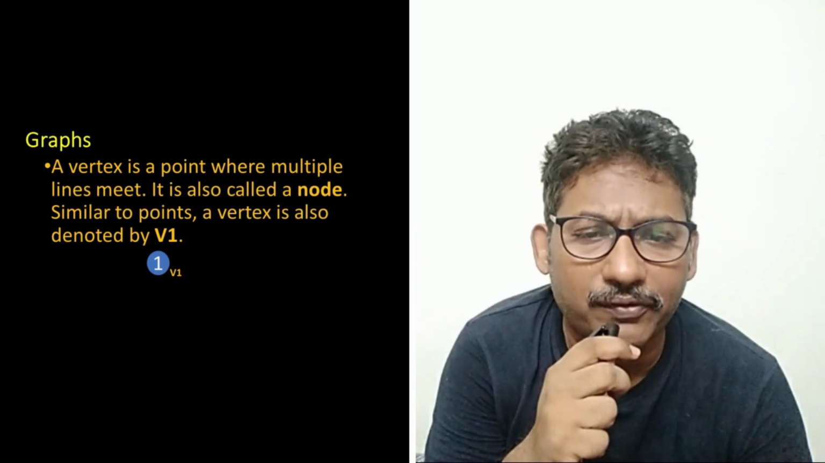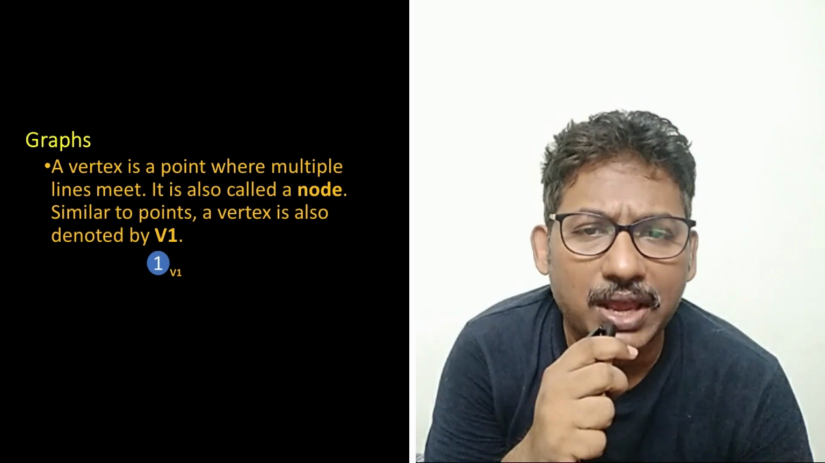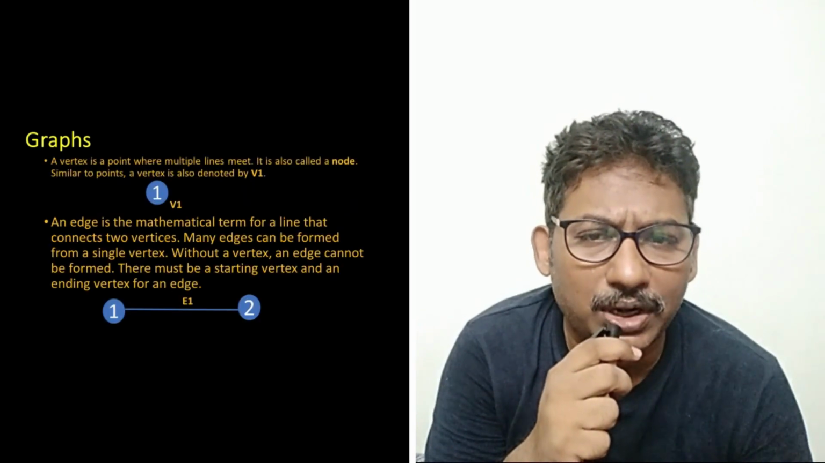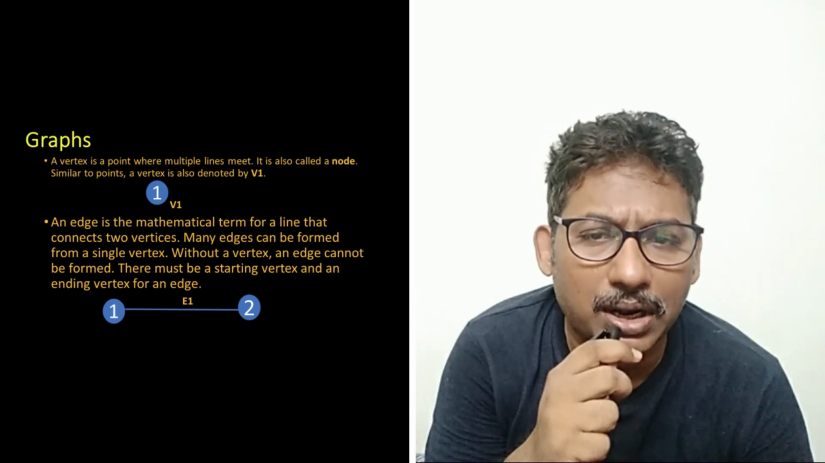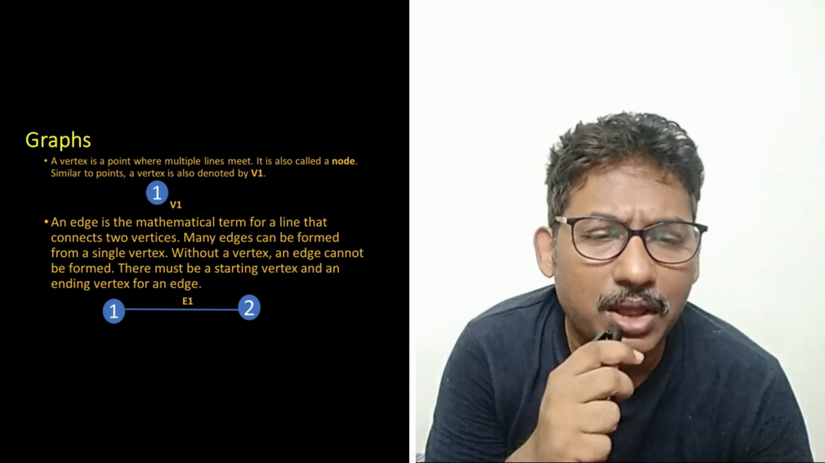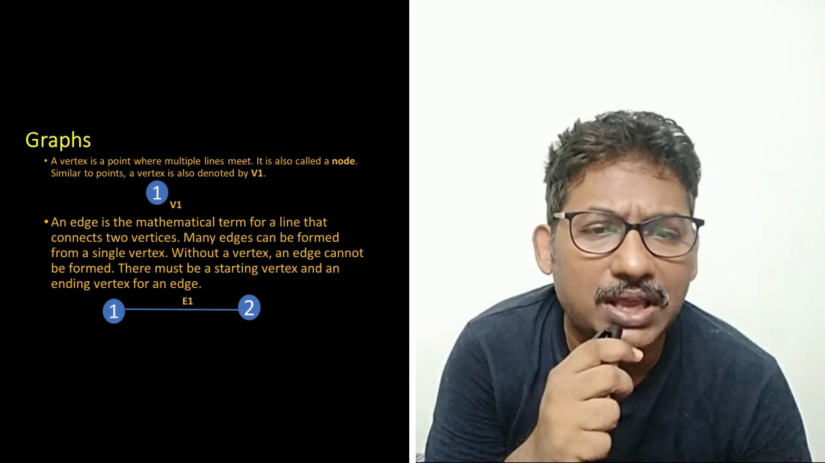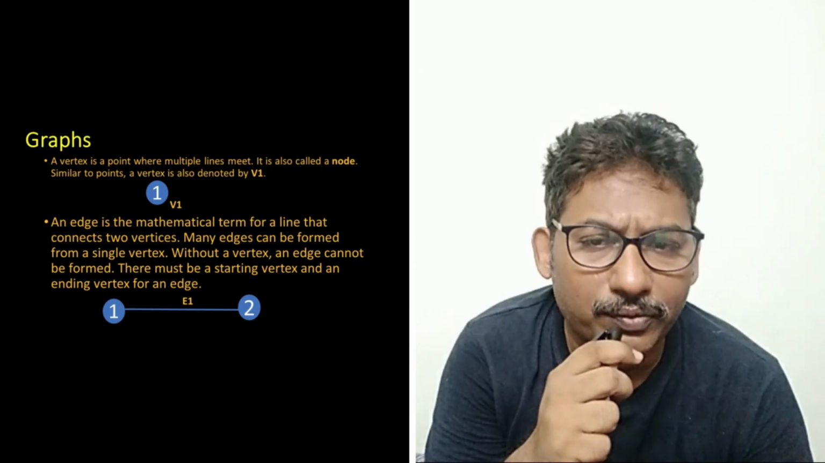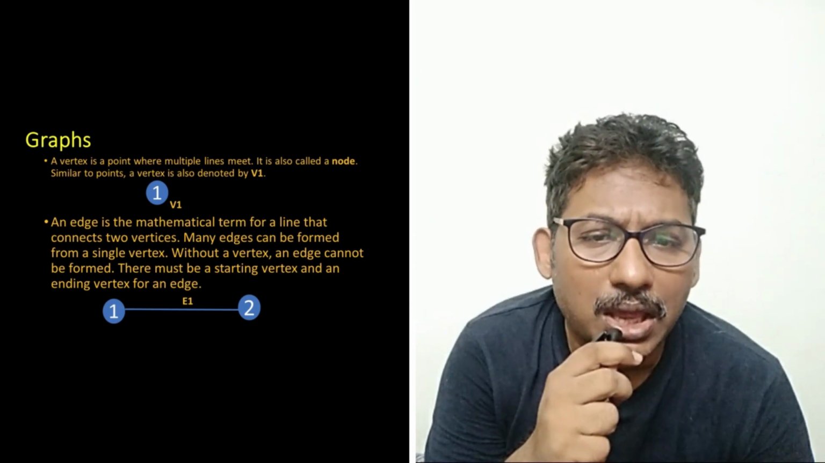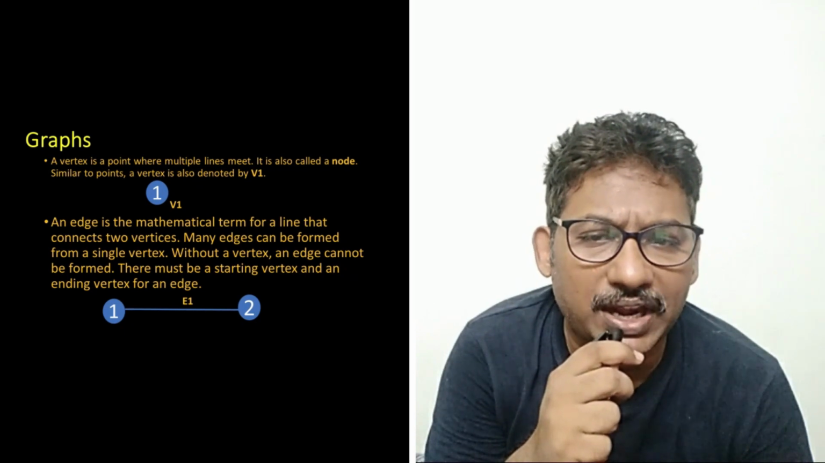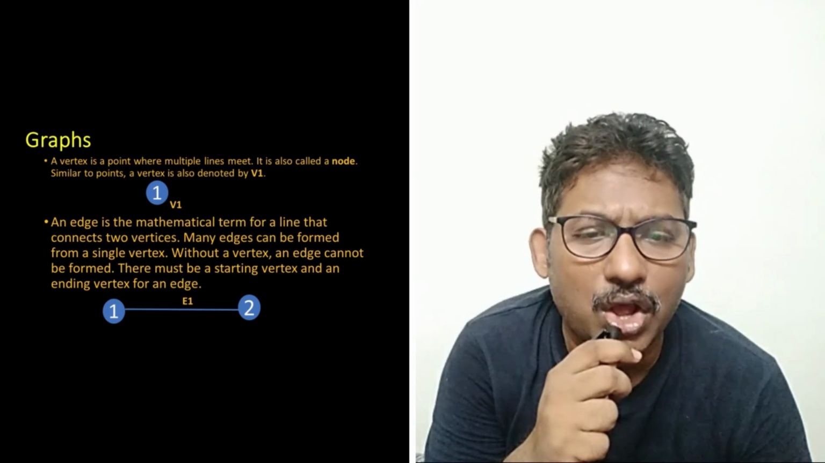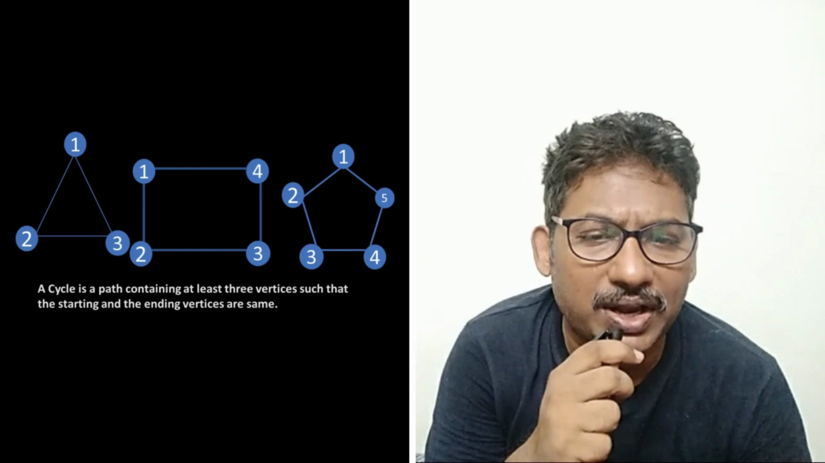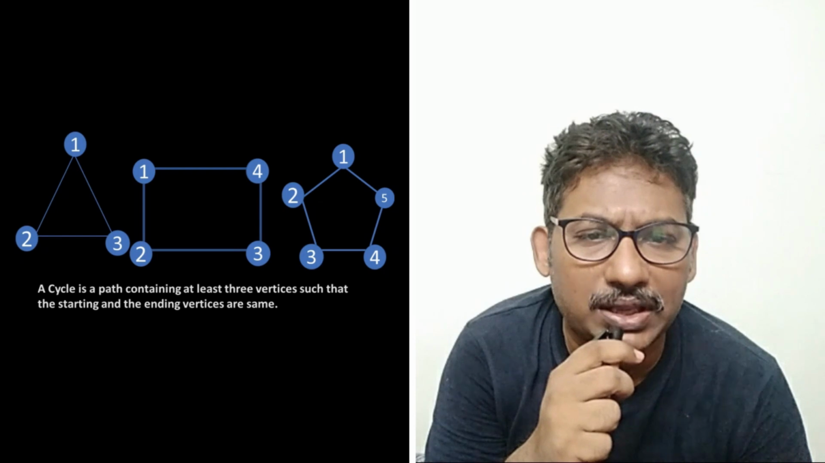To generate a graph we need vertices as well as edges. A vertex is a point where multiple lines meet. It is also called a node. An edge is a mathematical term for a line that connects two vertices. Many edges can be formed from a single vertex. Without a vertex, an edge cannot be formed. There must be a starting vertex and an ending vertex of an edge. Here, as an example, 1 and 2 are given. 1 and 2 are joined with a line that is considered as E1, that is an edge.